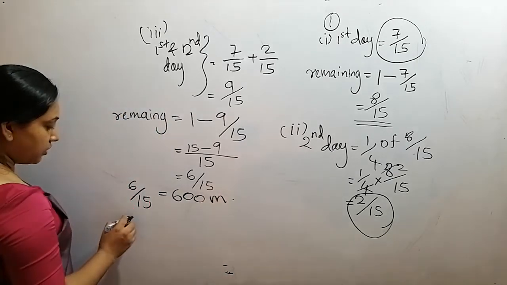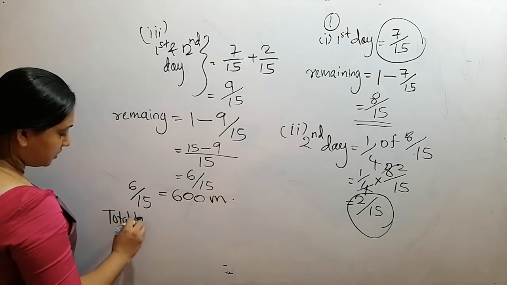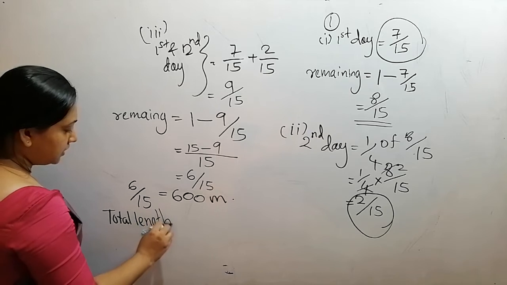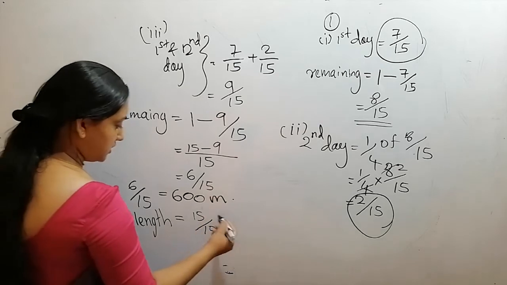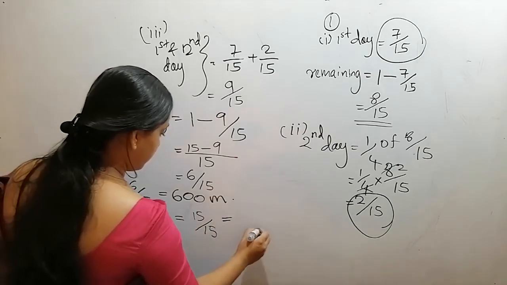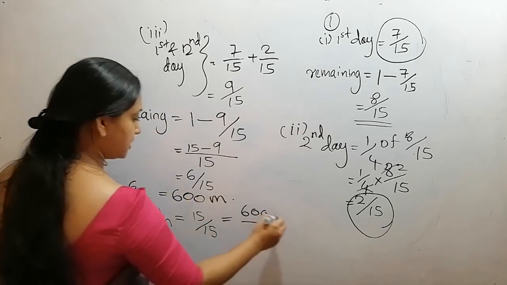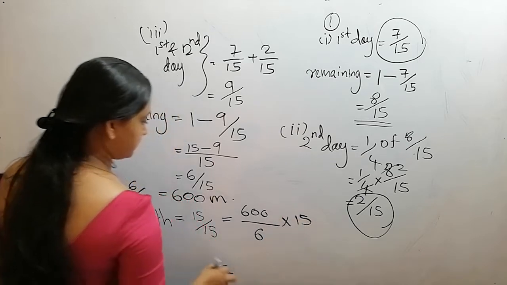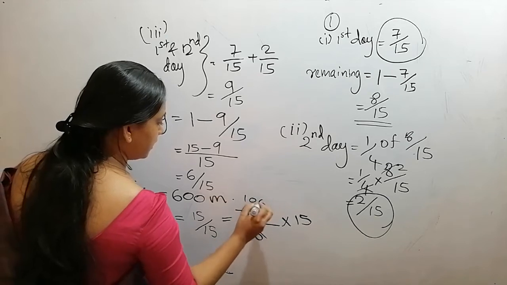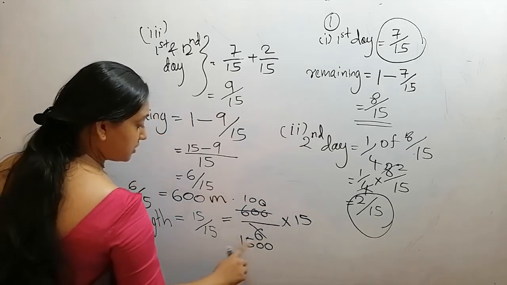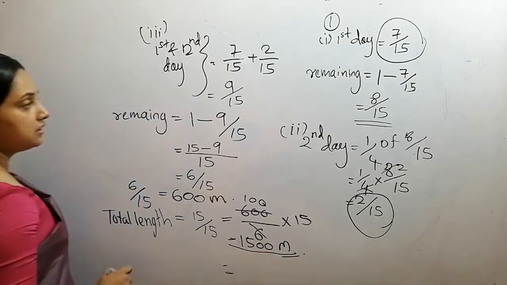Then what is the total amount? What is the total length of the train? The total length means 15/15 as a fraction, or it is 1. Then 6/15 is 600 meters. Then 1/15 is equal to 100. 100 into 15 means 1500 meters. This is the total length of the train.